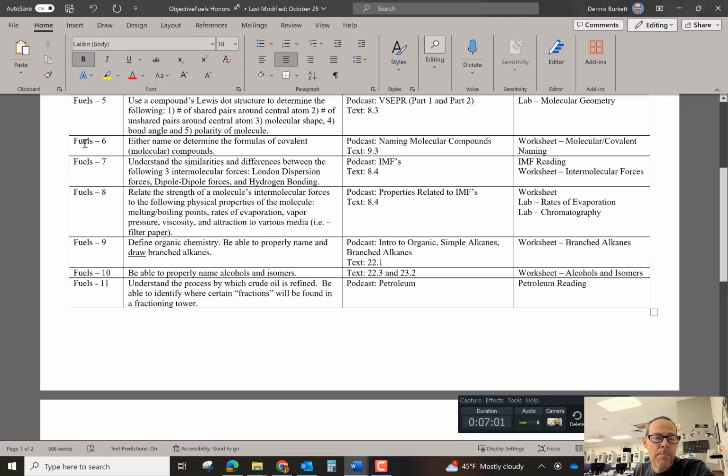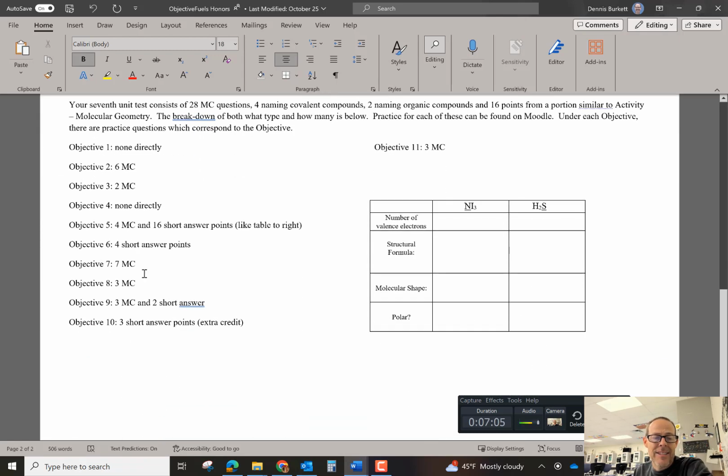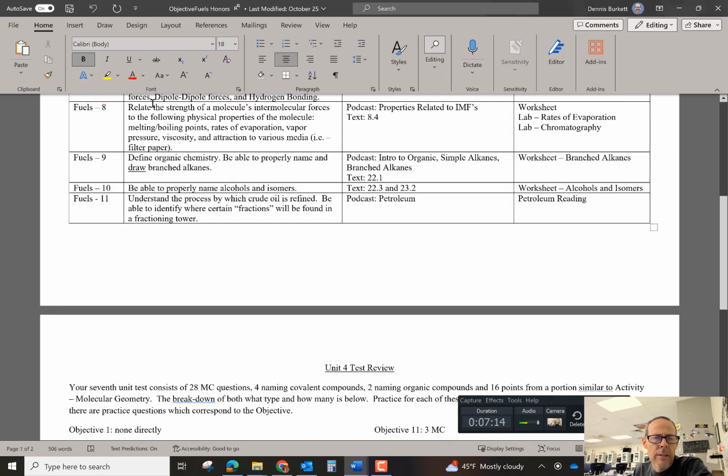I would spend some time especially on 7, because number 7 has 7 of the multiple choice questions, so a quarter of the questions on multiple choice come from that objective alone. And then 8 and 9, let's look at those real quick. Relate the strength to properties. If we have really strong intermolecular forces, we're going to have high boiling and melting points. It's not going to evaporate quickly. Think back to the lab with the paper towels, where we were looking at evaporation rates. Vapor pressure, viscosity, we had notes on that. Just take a look at those notes.